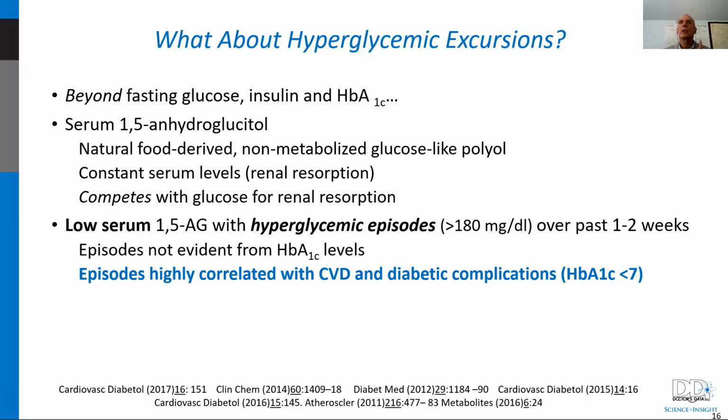And so we see low 1,5-AG with the hyperglycemic episodes, that is greater than 180 milligrams per deciliter. Importantly, over the past 1 to 2 weeks, not like hemoglobin A1C, which is an average over 2 to 3 months, and doesn't even pick up these episodes. Why are we talking about episodes? Because the episodes are more highly correlated with cardiovascular disease and diabetic complications, even in patients that maintain HbA1c levels of less than 7, okay, which is what we're told is a good thing.